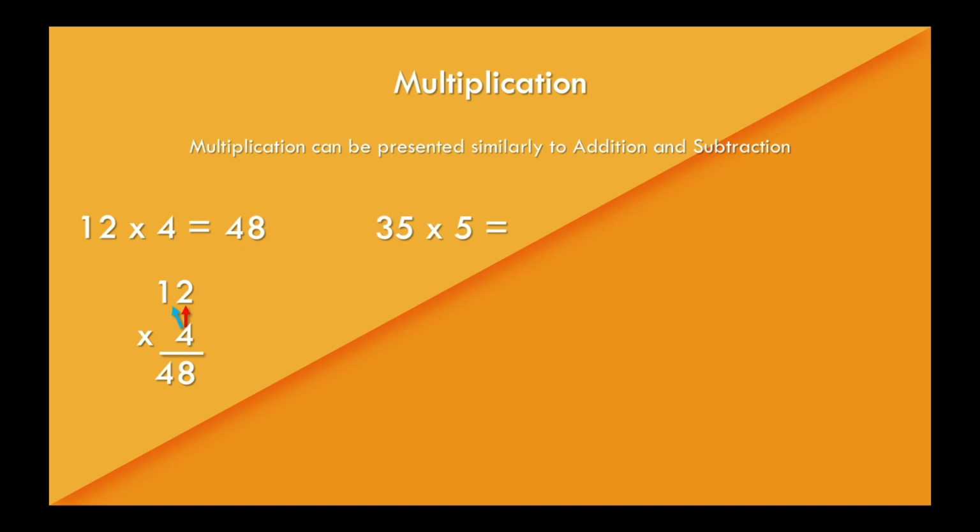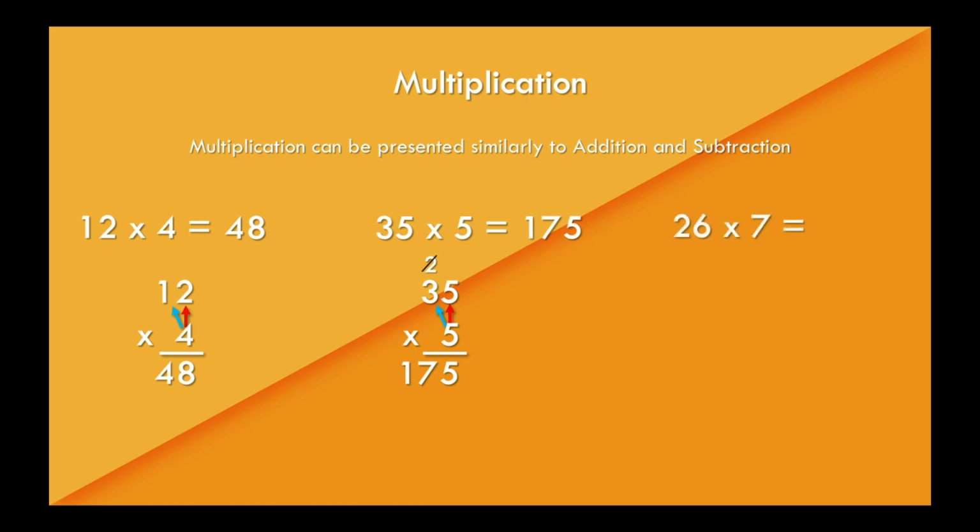The next example is done in the same way. First we set up the question and then we multiply 5 with 5 to get 25. Now, as we've seen in addition, the 2 can't be kept down, so it has to be carried up. So we carry it to above the 3. Now when we do 3 times 5, we get 15. So we have to add the 2 to the result. 15 plus 2 gives us 17, which leaves us with a final answer of 175.